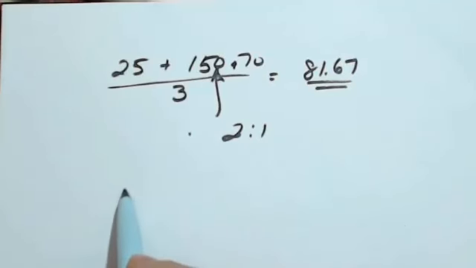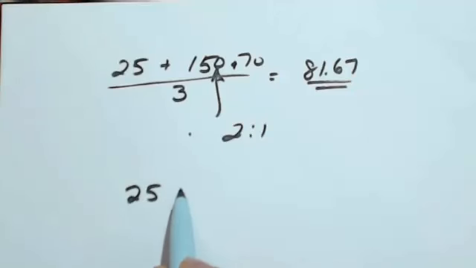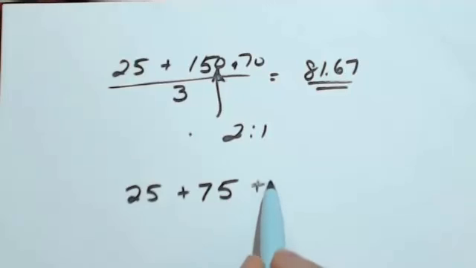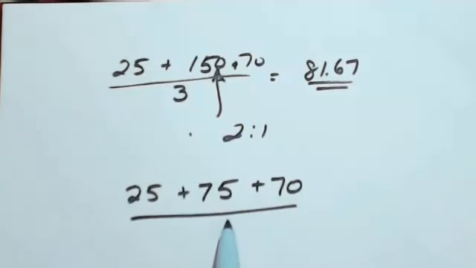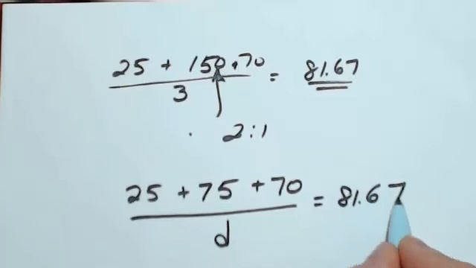So we're going to put in 25. Stock A remains unchanged. Stock B is now worth 75 on a 2-for-1 split. Stock C is unchanged at 70. We're going to figure out what D is going to be. We're going to have a new divisor because we want this to remain at 81.67.